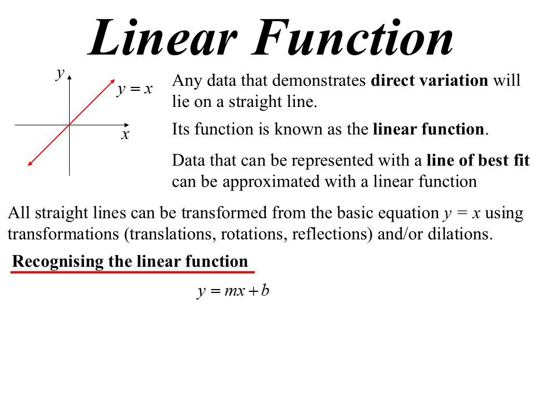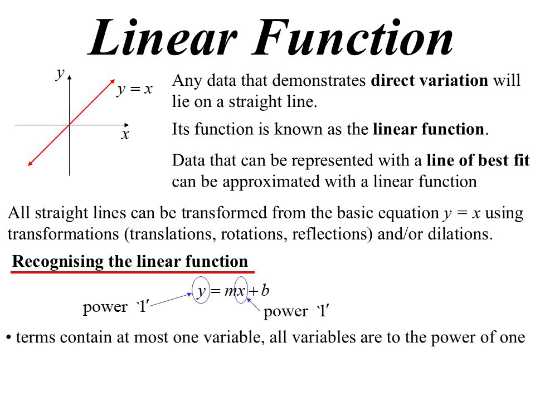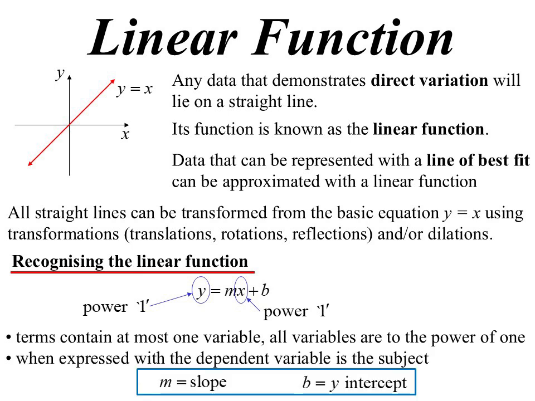And of course, how do we recognize it? Well, you might recall this little thing, y equals mx plus b. That's how we look at them, and we notice, oh, look at this. The power of both the dependent and the independent variable is 1. That's when we know we've got a linear function. And when it is expressed with y being the subject, then we know that the coefficient of x is the slope and the constant is the y-intercept. There's some of the basic ideas with linear functions.